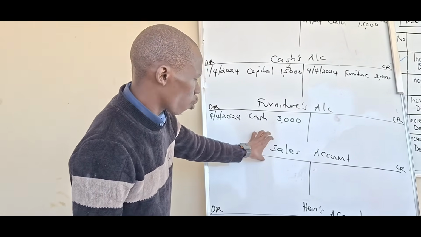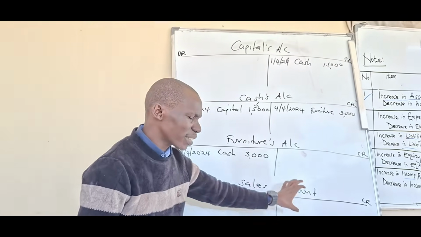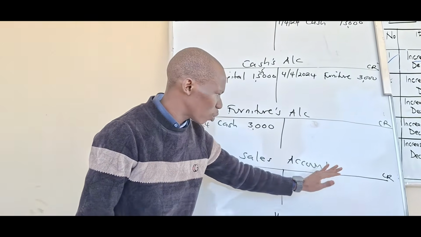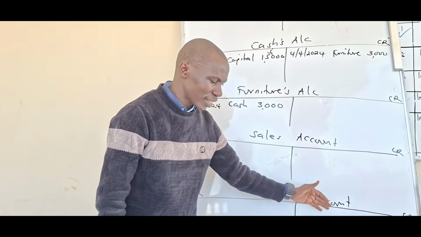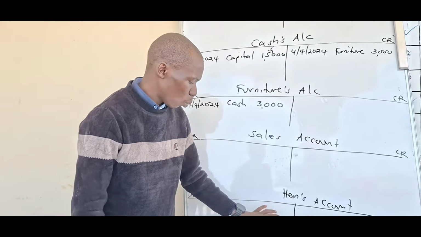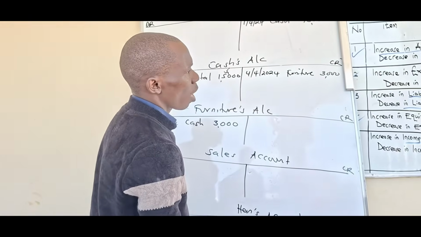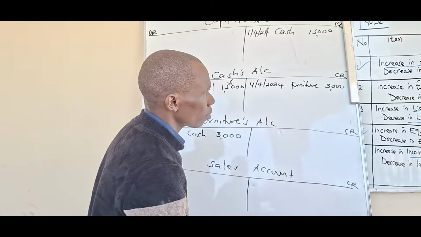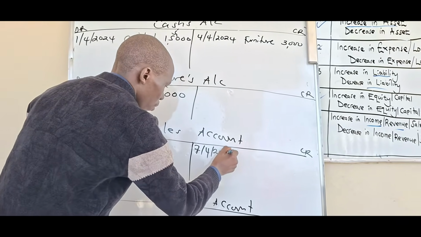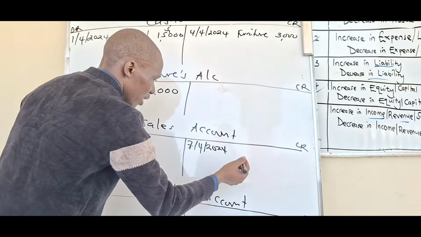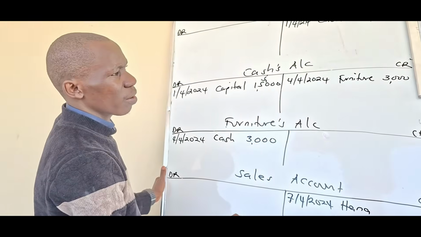Sold the goods on credit to Hana. When you look at that transaction, it means our sales are increasing, and as they are increasing, we put on the credit side of the sales account. And Hana is an asset. As Hana's receivable is increasing, we put on the debit side. So you capture the debt. That is on 7th April 2024. Sales are increasing to receivable, that is Hana, capture the name of that account. How much?